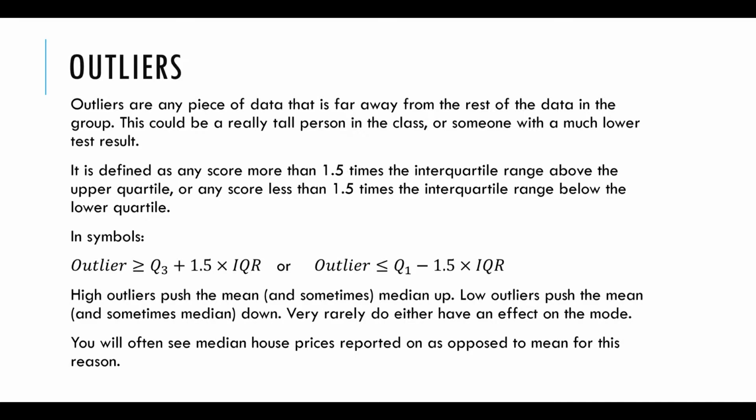So outliers in a set of data are pieces of data that are really far away from the rest of the data in the group. A really high outlier could be someone who's very tall compared to everyone else in the class. A low outlier could be someone with a lower test result. Or you could be looking at things like really high prices, babies that are perhaps born with low weights. Obviously, that might be something hospitals want to identify and put different care plans in for.